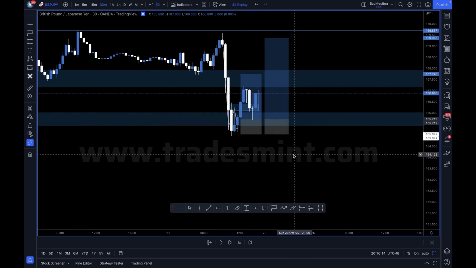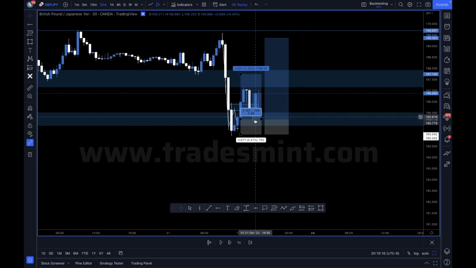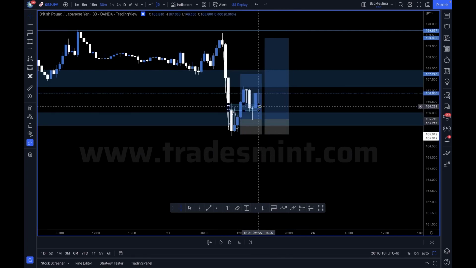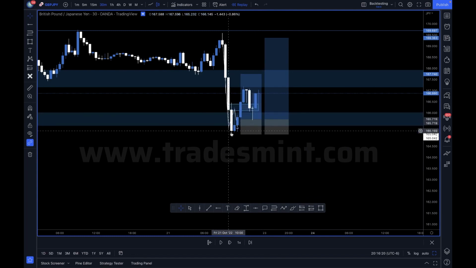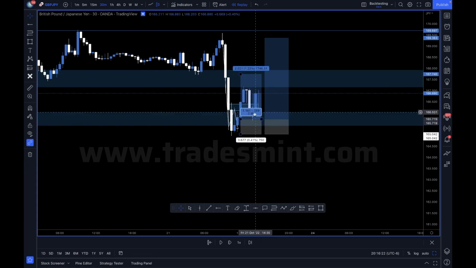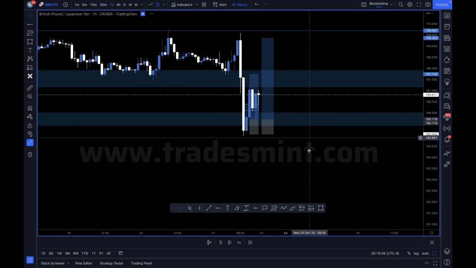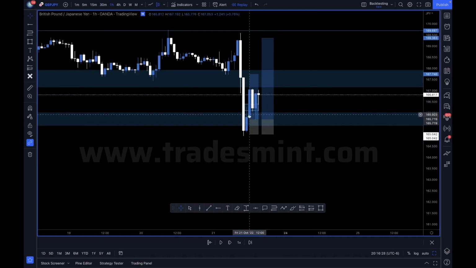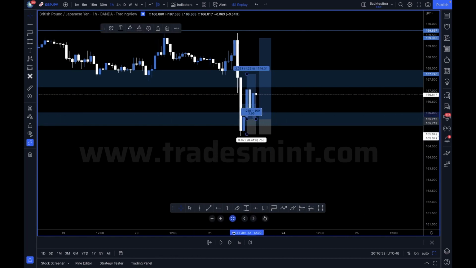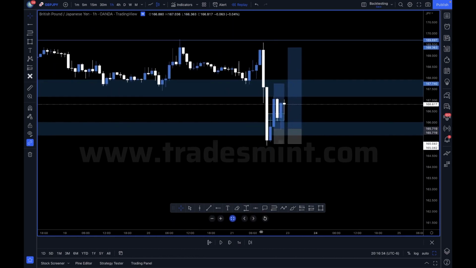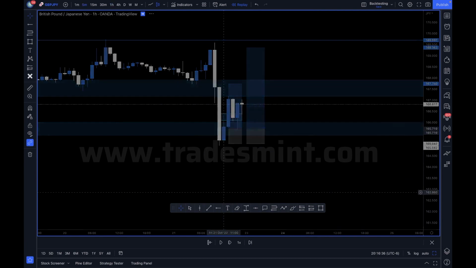30-minute, we have a Dragonfly Doji right here. Bullish candles, okay? So we have the confirmations on the lower time frame. The 1 hour gave us an inside bar with the bullish engulfing. Another bullish candle here on the 1 hour. Nothing but candles that are giving us confirmation, okay?